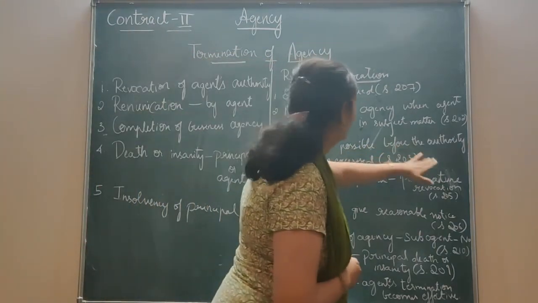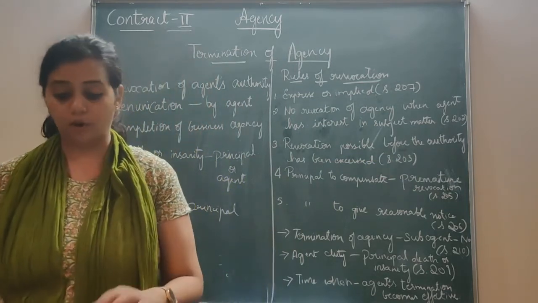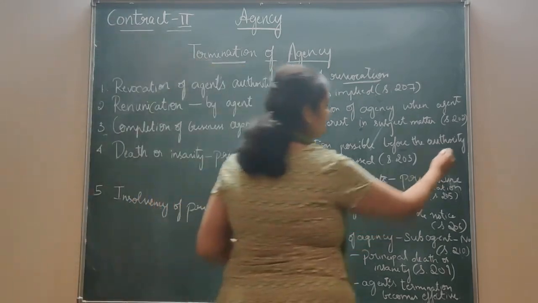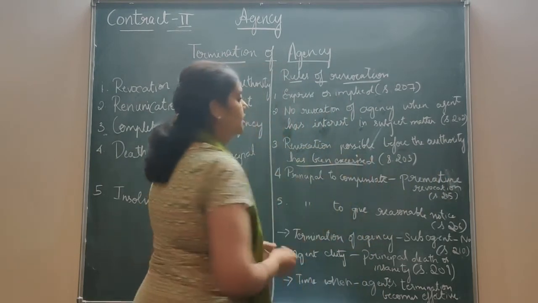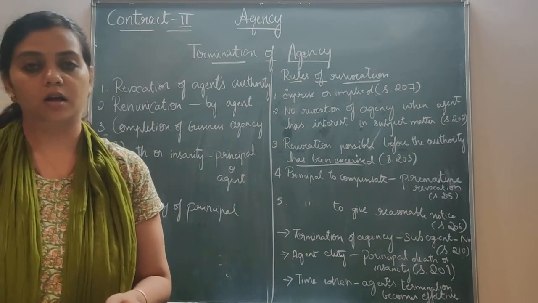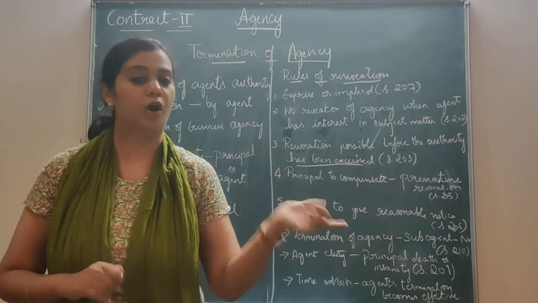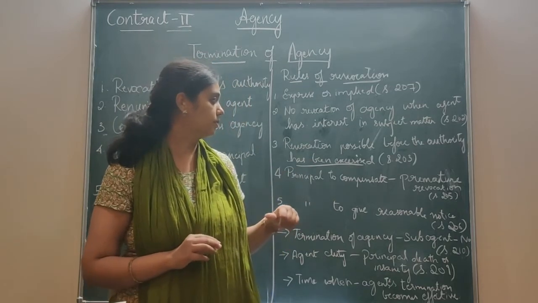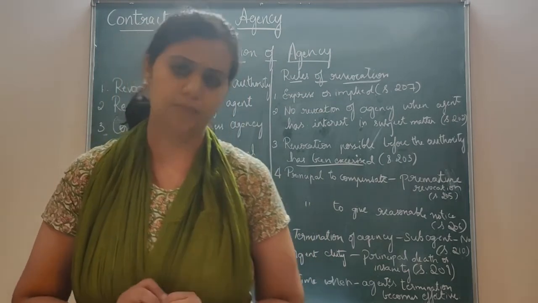Revocation possible before the authority has been exercised. It says that the revocation is possible before the authority has been exercised. It means that before any sale or purchase which is authorized to the agent, before he does it, the revocation is possible. Now the agent is appointed to do a particular business transaction.